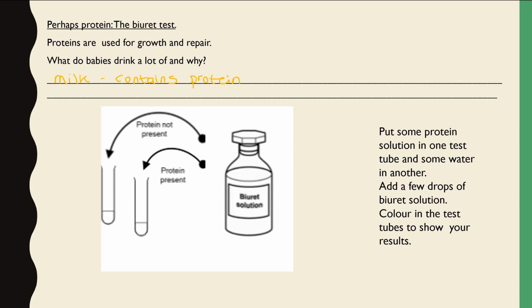And obviously babies need to grow. They grow very, very quickly in their first year. So lots of protein is needed to help them do that. So milk contains lots of protein to help them grow. We're now going to watch the video to see how you would test for protein.